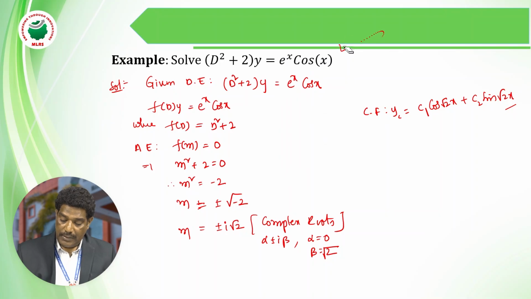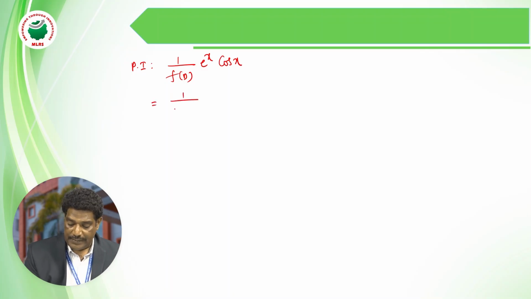Next we need to find the PI, the particular integral. Let's start by finding the particular integral. So PI is 1 by f of D into e power of x into cos x. 1 by f of D, that is 1 by D square plus 2, into e power of x into cos x.